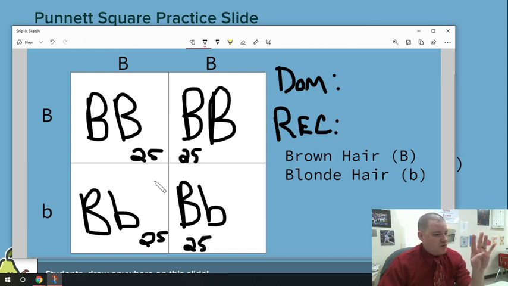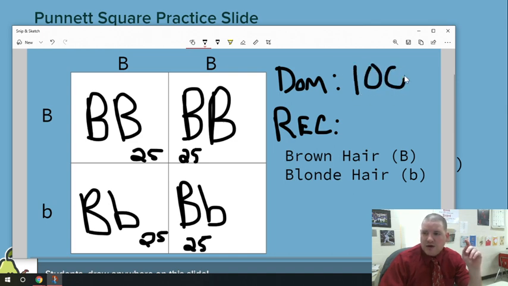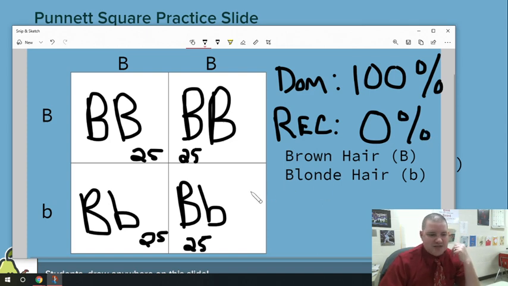Because each one of these is worth 25, we would go 25 plus 25 plus 25 plus 25, which would get us 100% of it being dominant, 0% of it being recessive, because none of the boxes have little b in them.